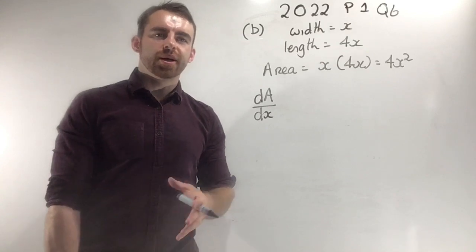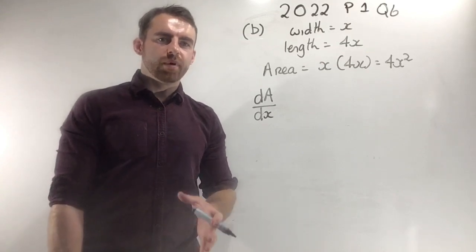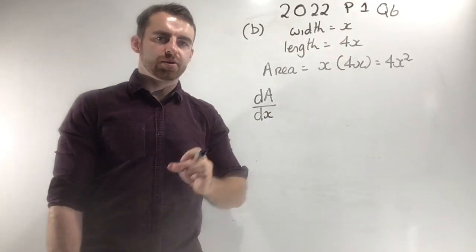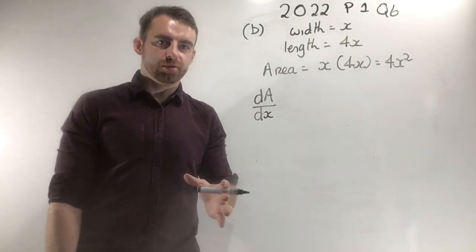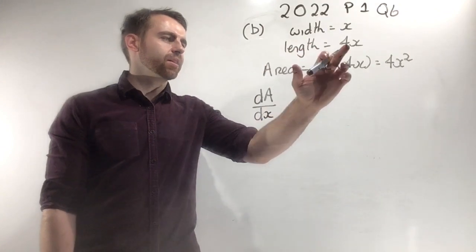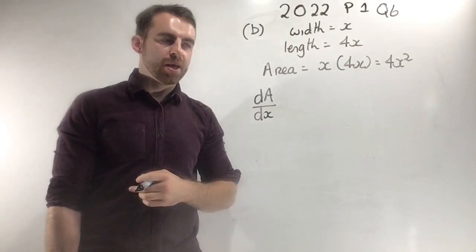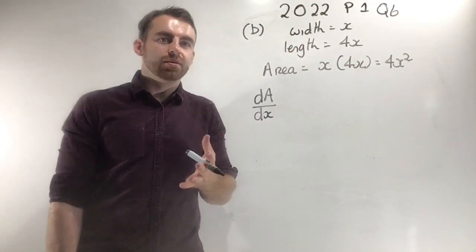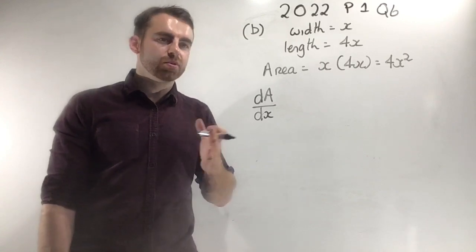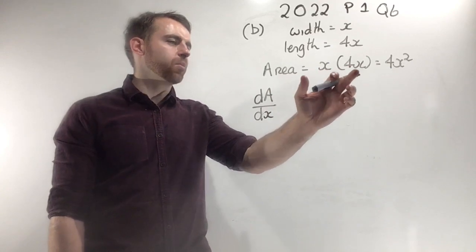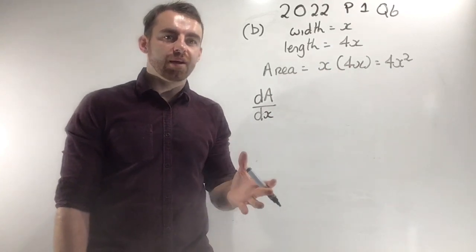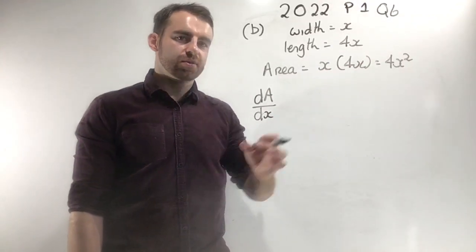In question 6 part B, we're told that the width of a rectangle is x centimeters. We're told that the length of the rectangle is always 4 times the width. So obviously that means the length is 4 times x. And remember, if we're dealing with a rectangle, the area of a rectangle is the length multiplied by the width. So if I multiply the length by the width, it's just x by 4x. That means the area of this rectangle is 4x squared.